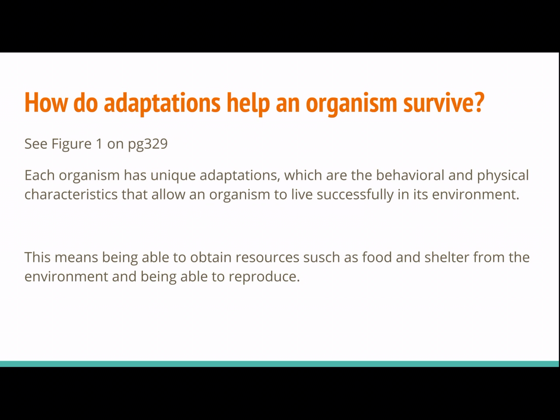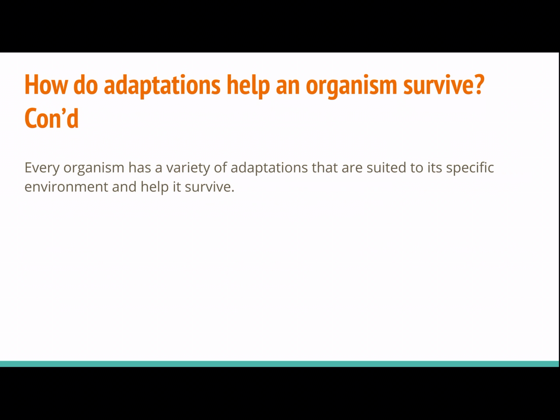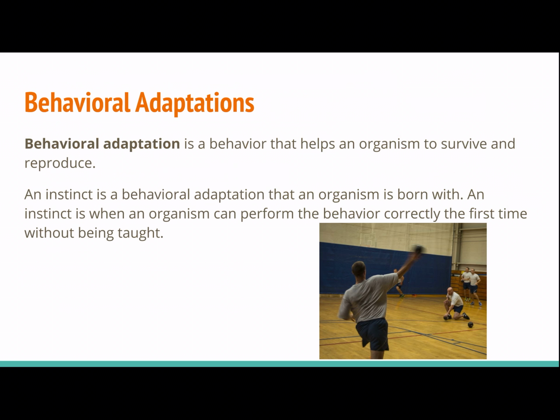First one we're going to talk about is behavioral adaptations. Every organism has a variety of adaptations that are suited to a specific environment and help it to survive. A behavioral adaptation is a behavior that helps an organism to survive and reproduce. An instinct is a behavioral adaptation. An instinct is something an organism is born with. An instinct is when an organism can perform this behavior correctly the first time without being taught.